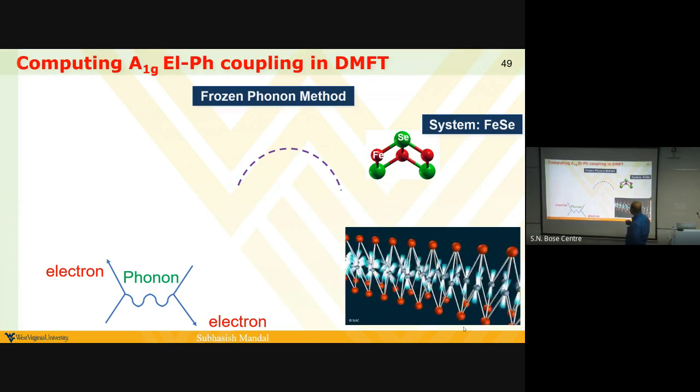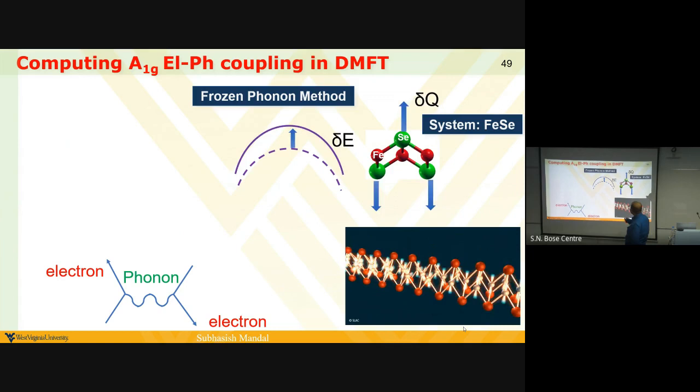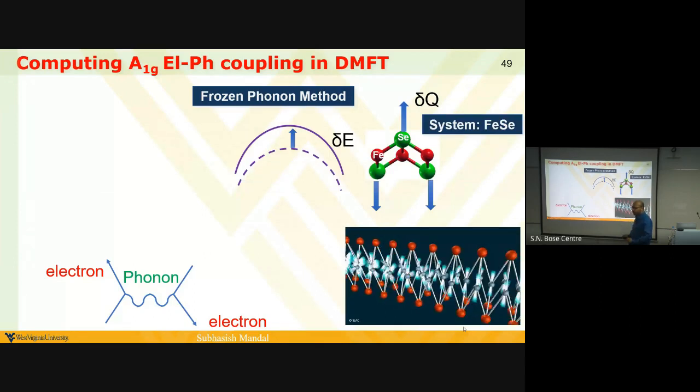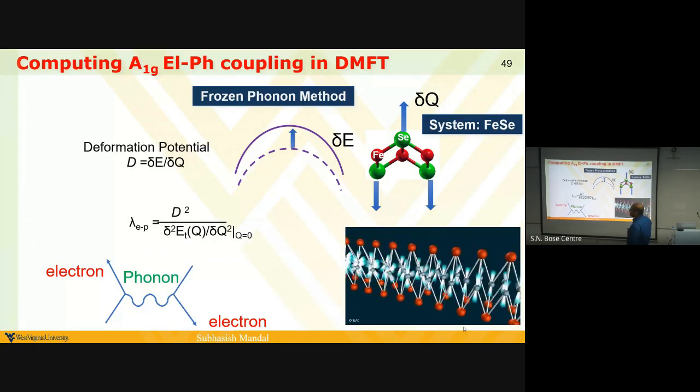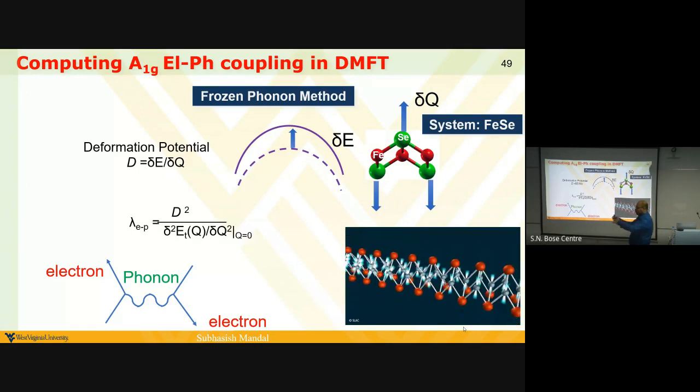So we can get a band, then we move the iron, and then we get a shift in the band structure. That is called the frozen phonon method. Those who are experts in phonon calculations know that the frozen phonon method is used in DFT to compute electron phonon coupling and dispersion. That is what we did with DFT plus DMFT. The idea is the same, but applied to DFT plus DMFT. We get a deformation potential by taking the ratio of the change in the band with the change in the ion position, and from the deformation potential, one can get the electron phonon coupling.